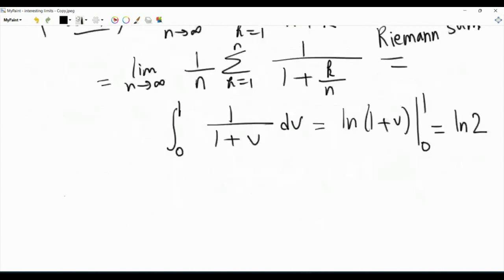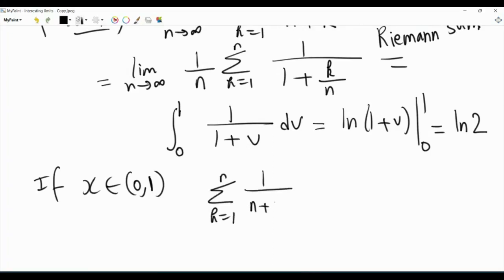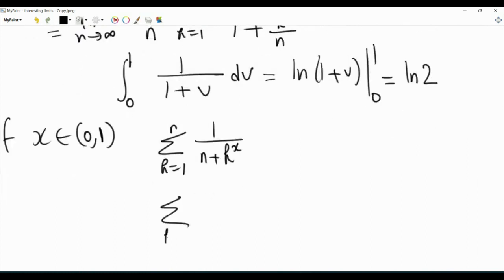The last case, if x is in the open interval between 0 and 1. Let's take the summation k from 1 to n, 1 over n plus k to the power x. Let's try to upper bound and lower bound. Okay, so let me write this again, k from 1 to n, 1 over n plus k to the power x.